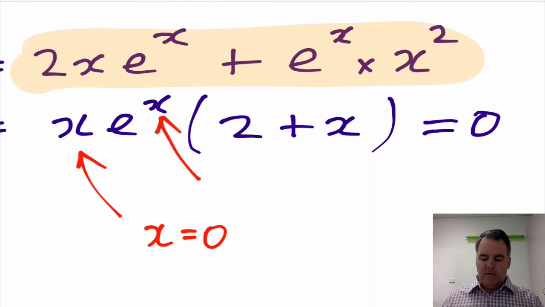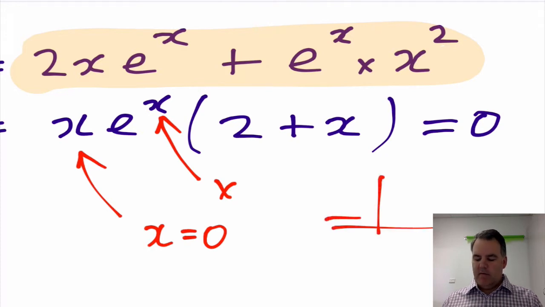There's no values of x where e to the x is equal to 0. If you think about the graph of e to the x going like that, never is that graph equal to 0. Never does it touch the x-axis. So there's no values of x that are going to help us there. And of course, x equals minus 2.